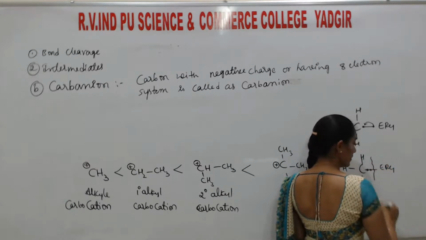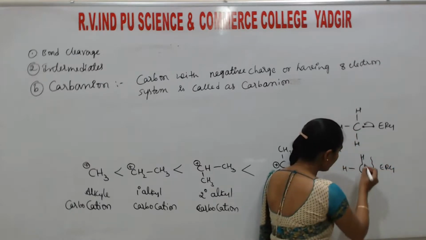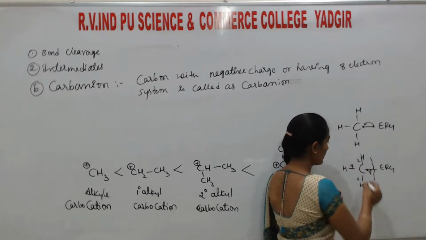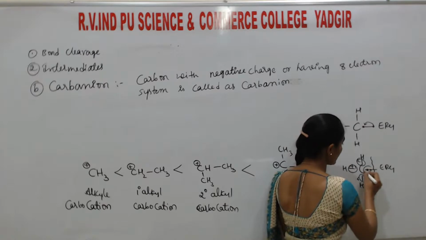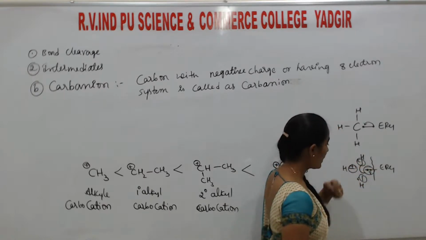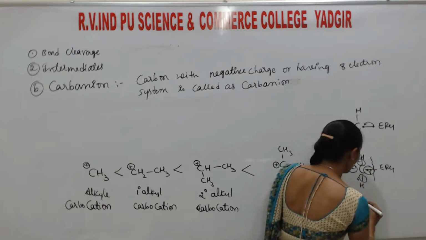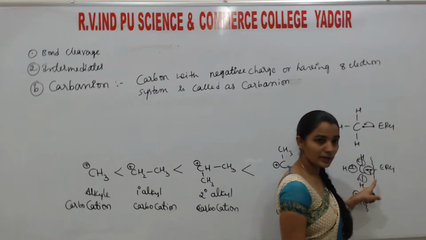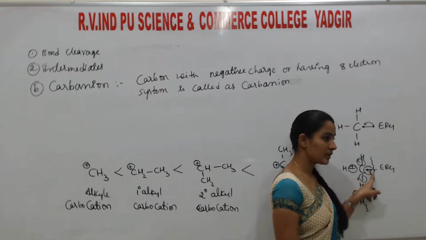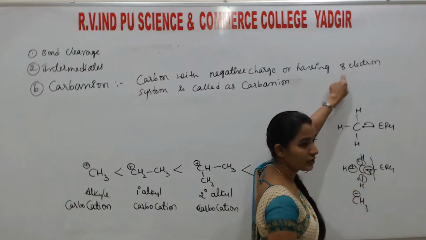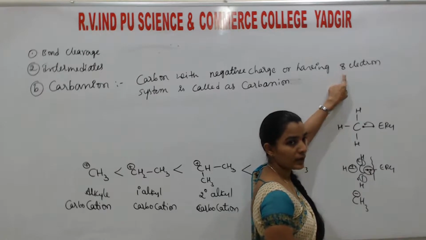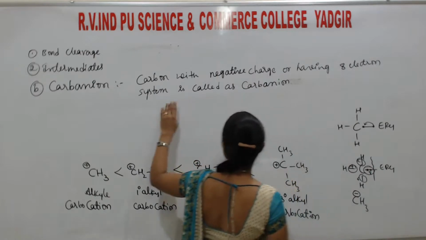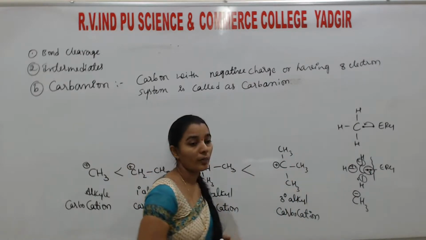So if the bond cleavage takes place, how many electrons are here? 2, 4, 6, 8. Correct? Here 2, 4, 6 and 8. So when the carbon ion forms, what does this form? CH3 minus. That means the extra electron is here, that constitutes an 8 electron system. Understand? So the carbon with the negative charge having an 8 electron system is called a carbon ion.